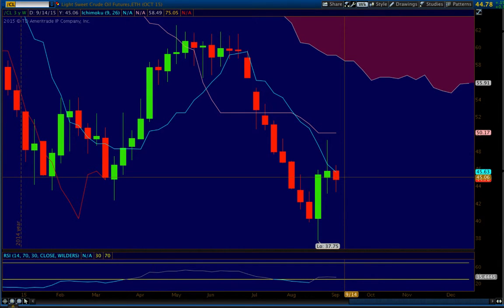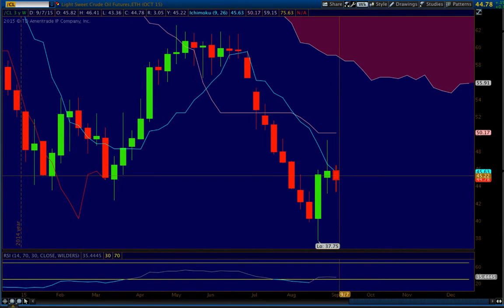If we do get back over 45.63, then I will be looking for levels in between the Tenkan-sen and the Kijun-sen above, but essentially I would be looking for a potential move towards 50.17 and then resistance there at 50.17. That's if we do get over 45.63, and probably I would also want to see a higher high before I would start getting excited about being long crude.